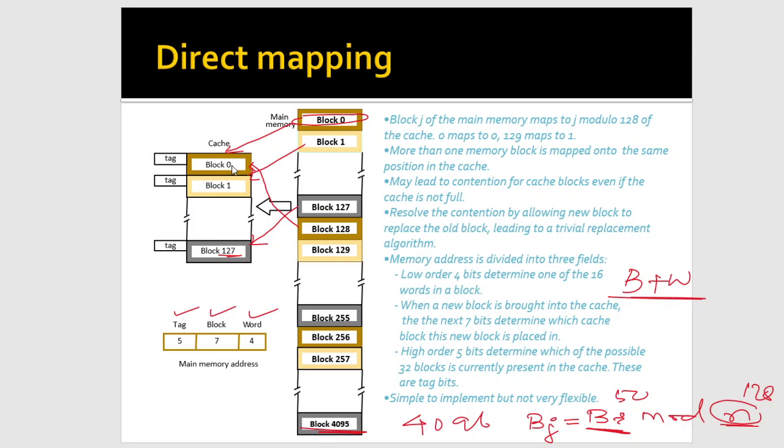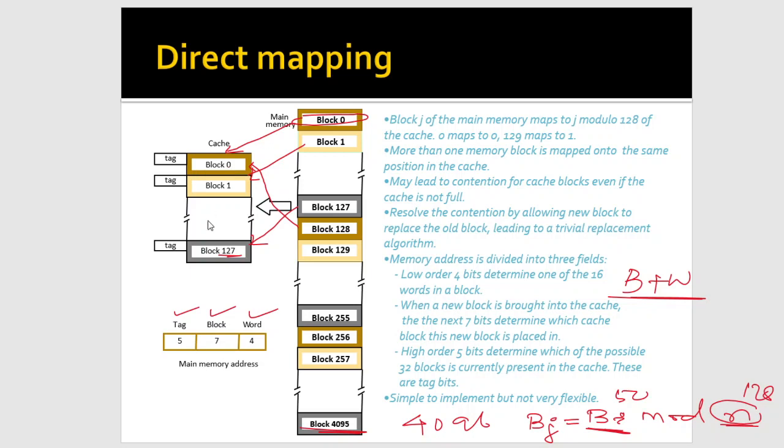So the limitation in direct mapping is that even if the cache is empty or has more room, we still have to replace one block because the other block is mapping to this particular block in the cache. That is the major limitation of direct mapping. Otherwise, the major benefit is that it is very easy to determine which block of the main memory will be placed in which particular block frame of the cache memory.